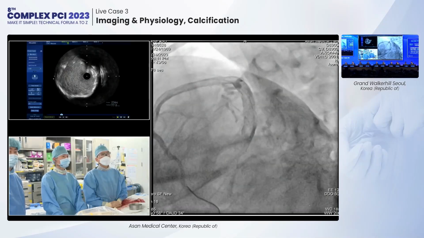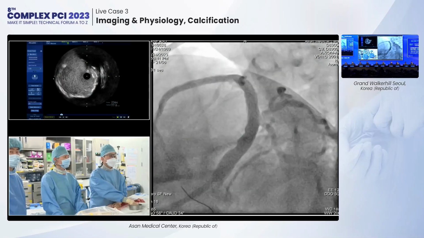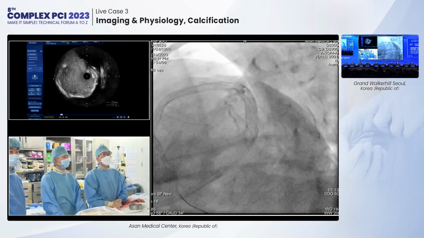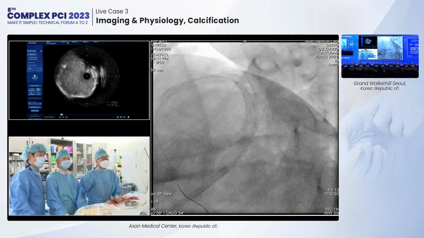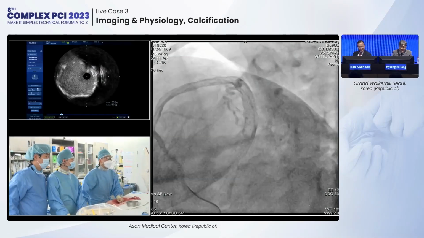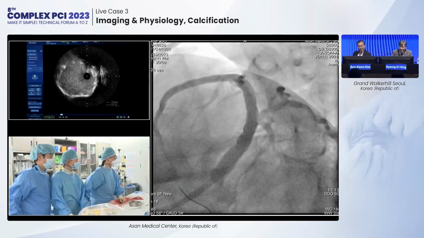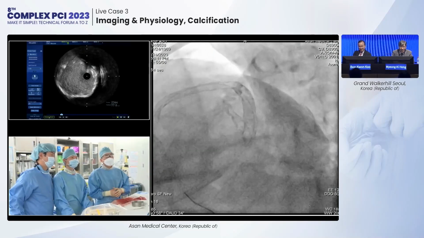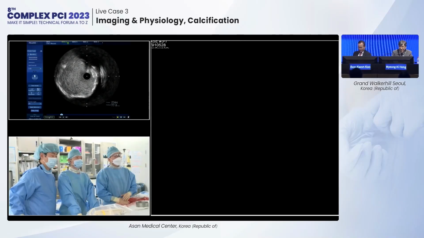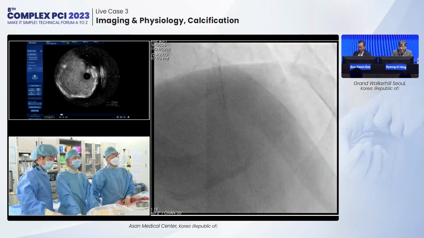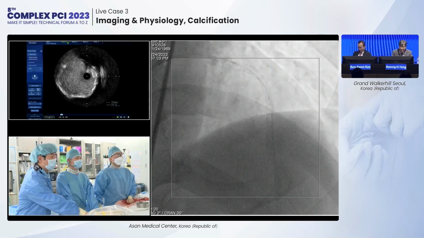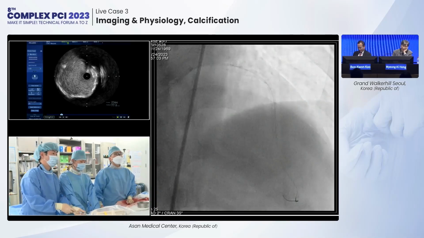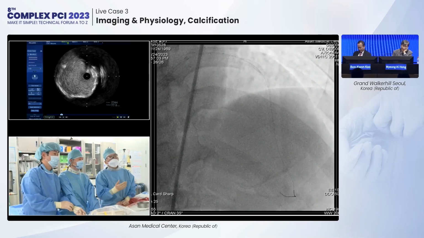Okay, excellent job. Any other comment, Dr. Kang? Do-Yoon Kang? Yeah, actually I'm very happy with this result because the CTO was opened, very lucky, and the mid LAD was well dilated. And I think that in this case, debulking with rotablation would not be very effective, but maybe lithotripsy or something like that would be much better.